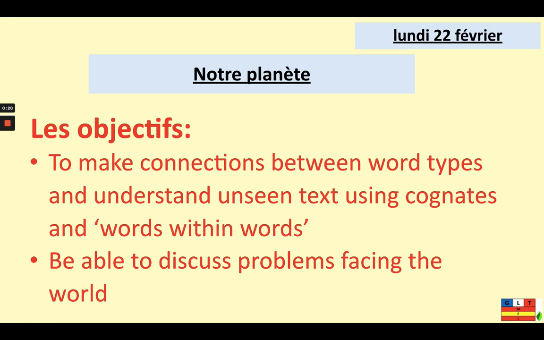If you haven't done the KIP quiz already, then please pause the video and do that now. And please get the date and title down in your book. The objectives today are to make connections between word types and understand unseen text using cognates and words within words, and also to be able to discuss problems facing the world. Anytime you need to pause the video, please do. You're in control of that, including now if you haven't got that down already, because I'm about to move on to the next slide.